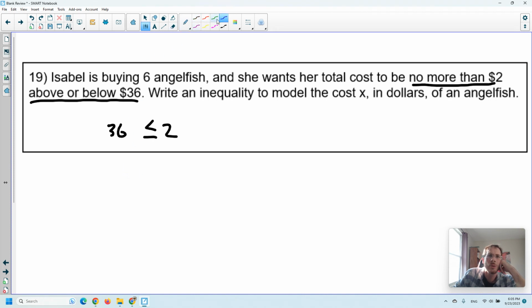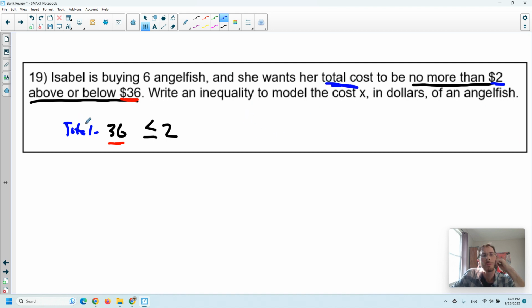So we want the total minus 36 should be no more than 2 or negative 2 because we want to be within 2. So I think that's the setup for this one. That looks pretty good. I think that's what we want. Let me just say the 36 is going to be the 36 here. The 2 is the 2. The total is the total.